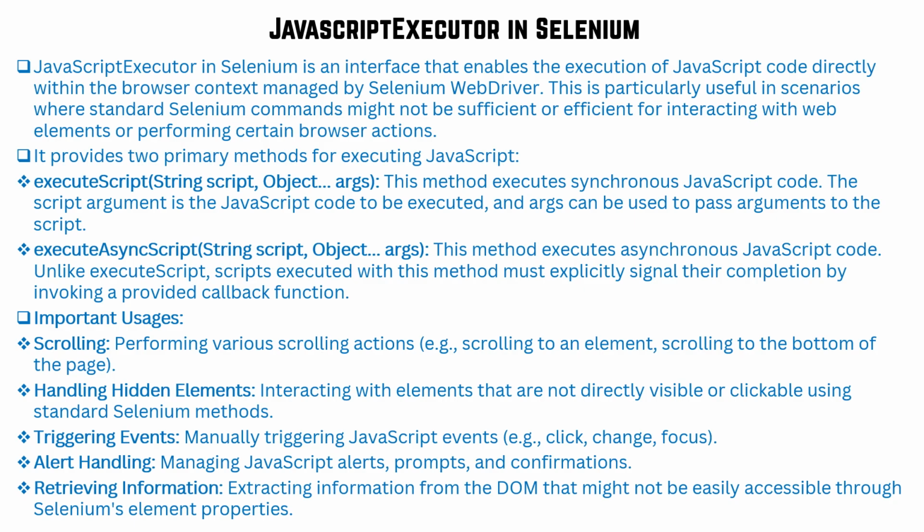What are the important operations we can do with the help of the JavaScript executor interface? We can scroll the page. Sometimes a page does not fit, and there might be scrolling left, right, all this stuff, right?